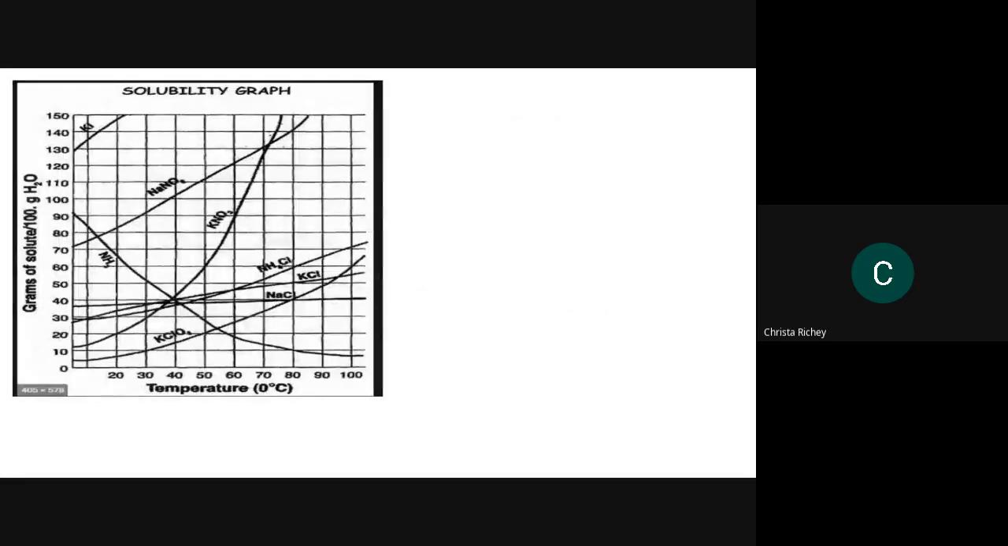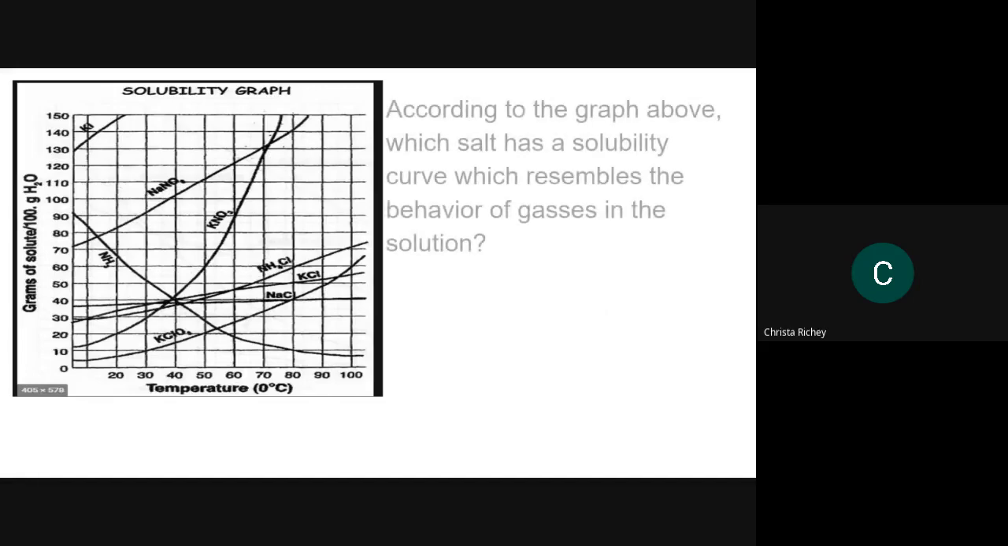Got it? All right, so these solubility curves. I've got different substances that are represented by different lines, and it's going to have the increase of temperature on the bottom. You're going to have how many grams per 100 milliliters of water will dissolve, whether it's sodium nitrate, potassium nitrate, or ammonia. The first one that you guys have is: which salt has a solubility curve which resembles the behavior of the gases in a solution?